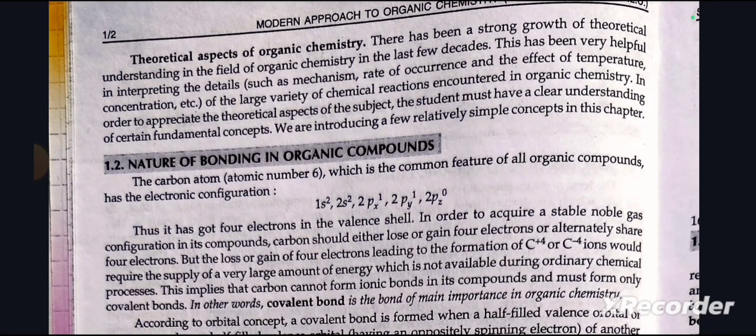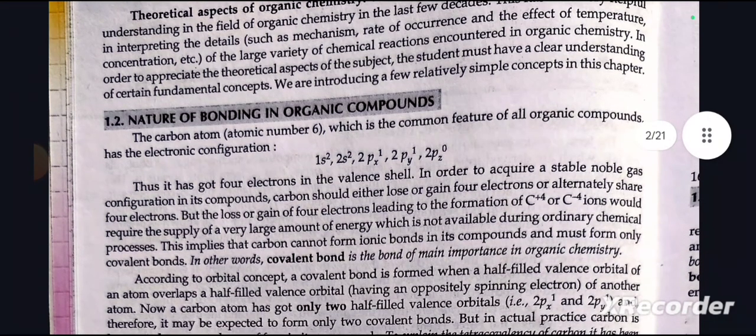Theoretical aspect of organic chemistry. There has been a strong growth of theoretical understanding in the field of organic chemistry in the last few decades. This has been very helpful in interpreting the details such as mechanisms, rate of occurrence, and the effect of temperature, concentration, etc. of the large variety of chemical reactions encountered in organic chemistry.